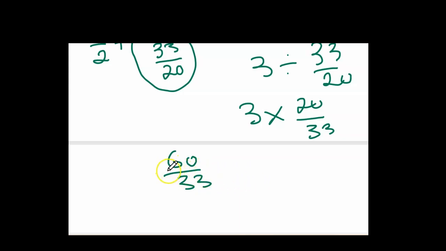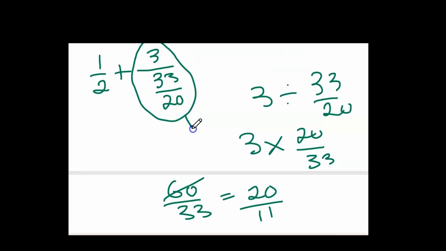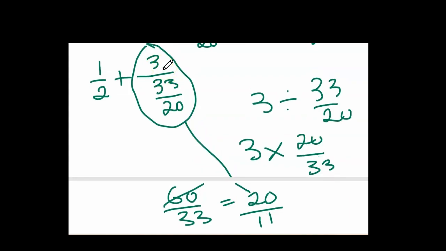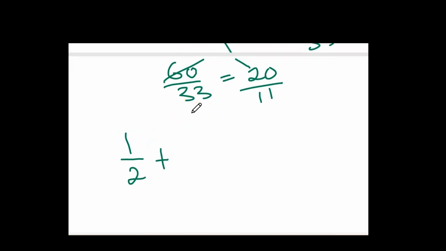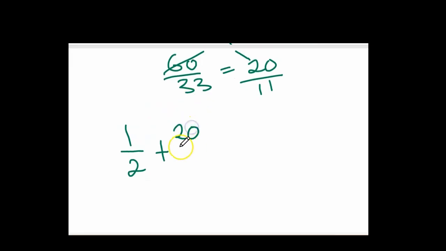We know that 2 can divide both of them. 2 into 60 will give us 30. Sorry, 3 rather, not 2. 3 can actually divide through both of them. 3 into 60 will be 20, then 3 into 33 will also give us 11. So we're going to replace a whole of this with this now. If we replace that, we're simply going to have 1 over 2 plus 20 over 11. It's getting easier, 20 over 11.